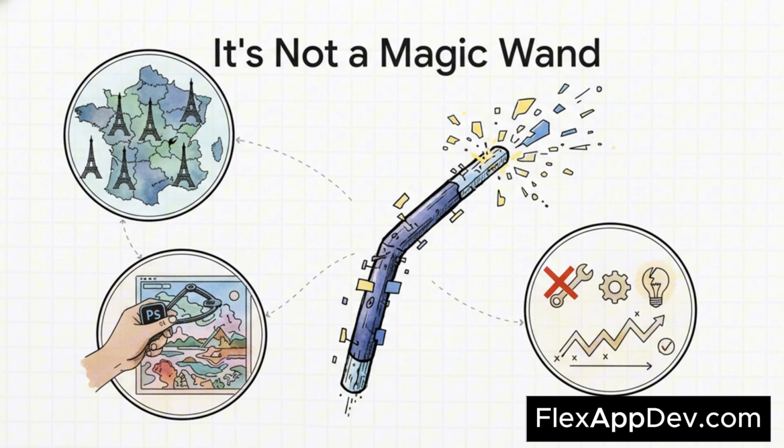The AI can get stuck and just keep giving you the wrong image over and over. It's not great with specifics, like trying to get the Eiffel Tower in the right spot on the map of France. And that means you often have to pop into programs like Photoshop to fix things by hand. It's a process of trial and error and a lot of creative problem solving.